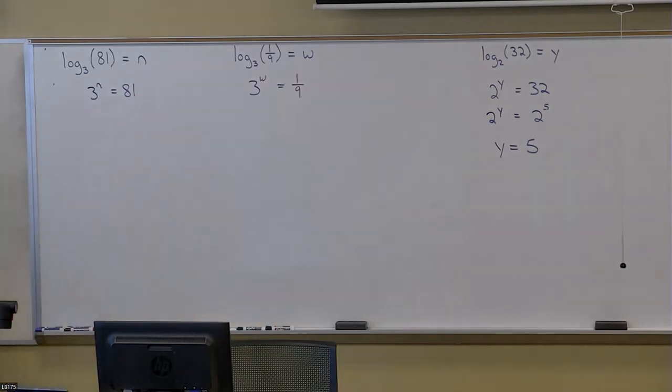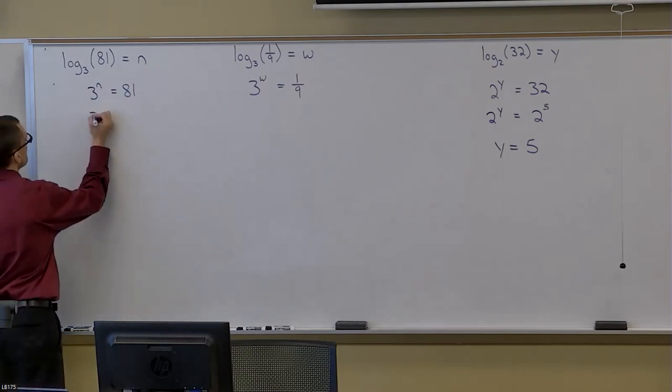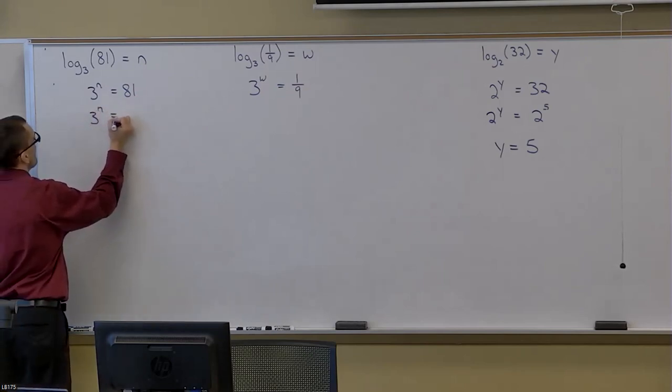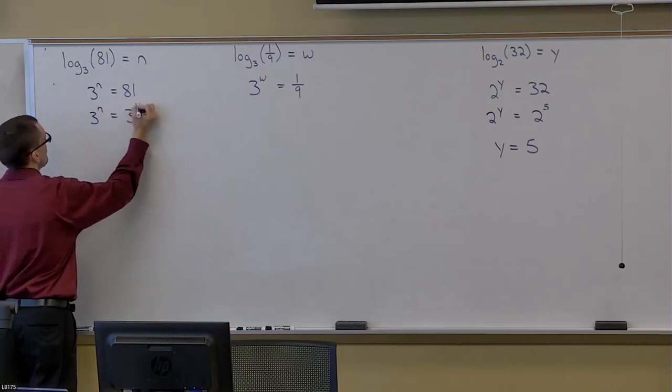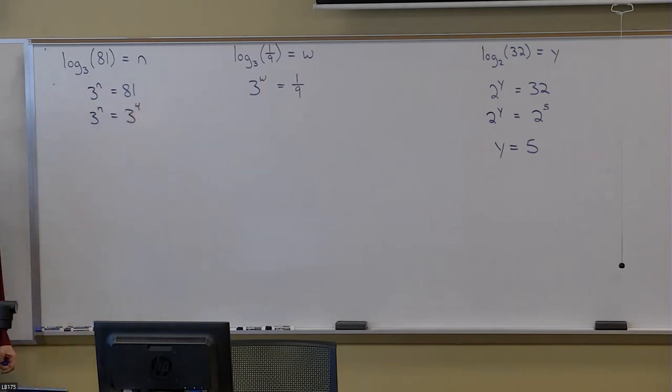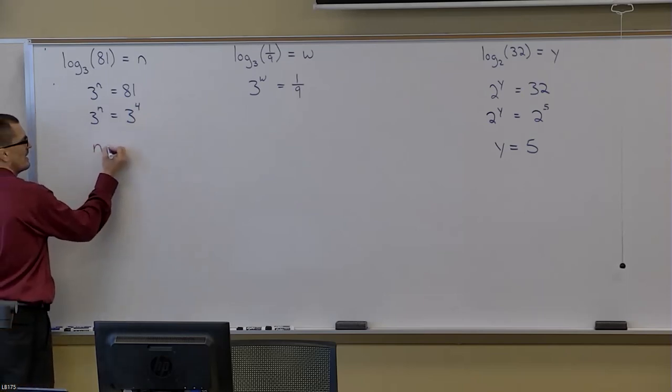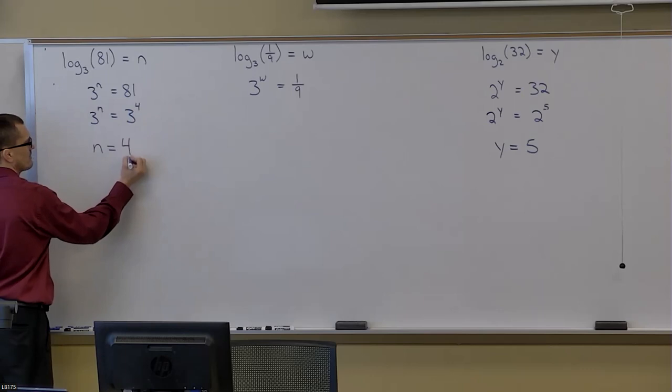So we're asking ourselves, what power do I raise, what power when I take 3 to the nth power gives me 81? Well, 81 is 3 to the 4th power. Therefore, n has to be equal to 4.